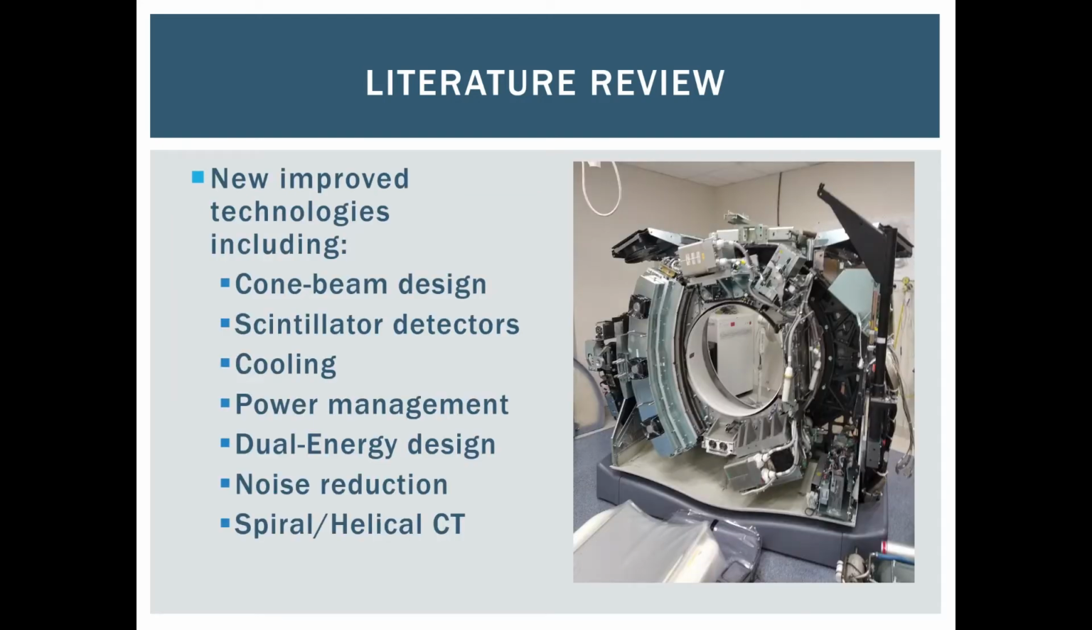Then we move to new improvements in technologies in state-of-the-art CT scanners, which include a cone beam design for the X-ray source, scintillator detectors, which include multi-layer detectors and multi-row detectors, improvement in cooling, which allows the device to run for a longer amount of time and produce less noise, some power management, which allows the device to run more efficiently, dual energy design, which allows the device to take two different X-ray images at different contrast rates in a single run, noise reduction, and the spiral helical CT, which reduces the runtime for a full body scan or a scan in general of the CT scanner.